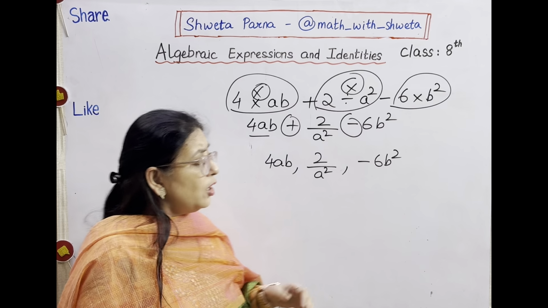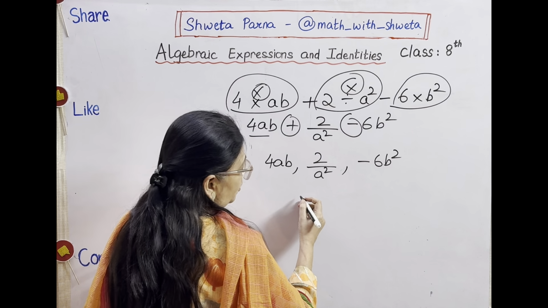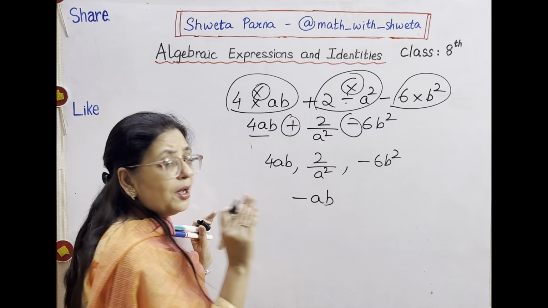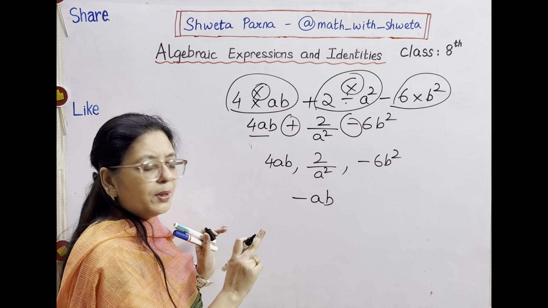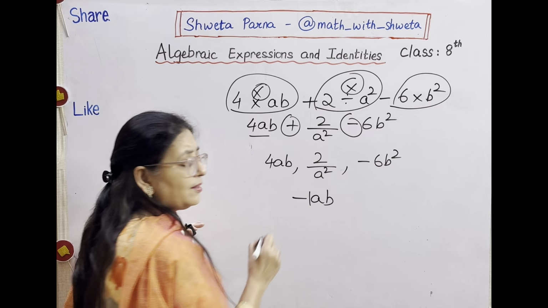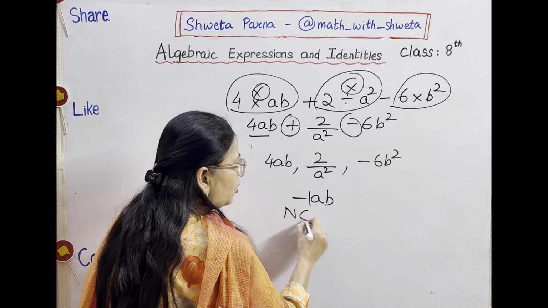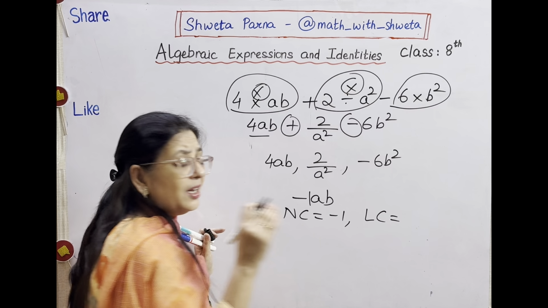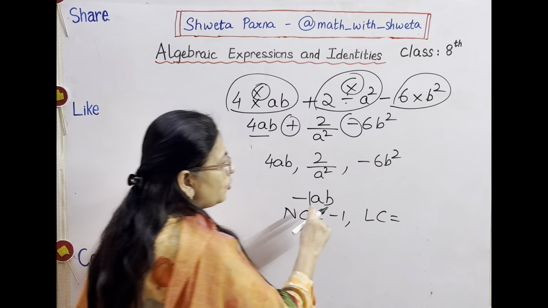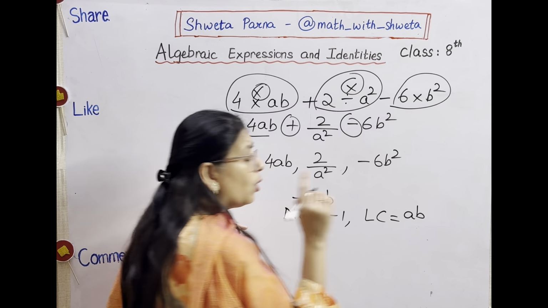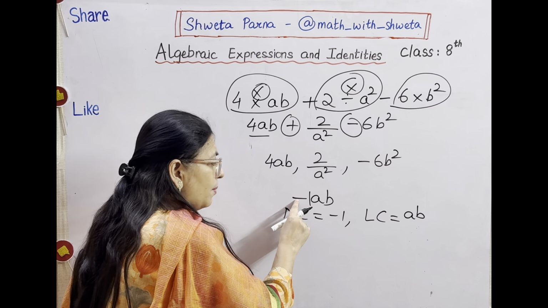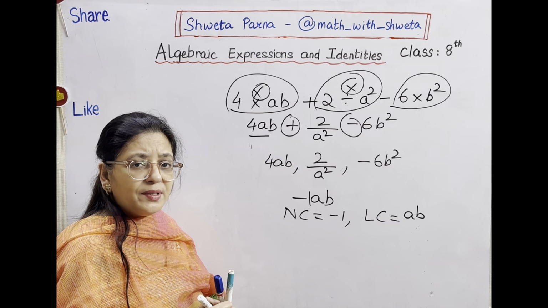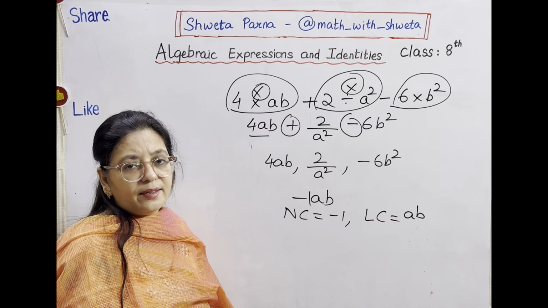I hope it's clear. Now just tell me, what is the numerical coefficient for minus ab? By default, if there is no number given to you, it means there is number 1. So the numerical coefficient would be minus 1, and the literal coefficient, literal consists of letters, so it is ab and not minus ab. The minus sign will come only with the numerical coefficient. I hope it's clear. Come on, let's go ahead.